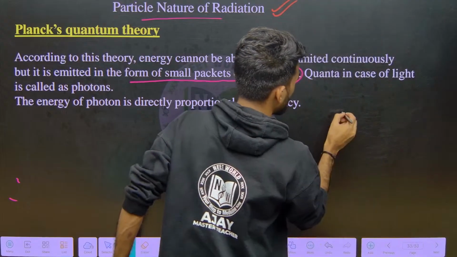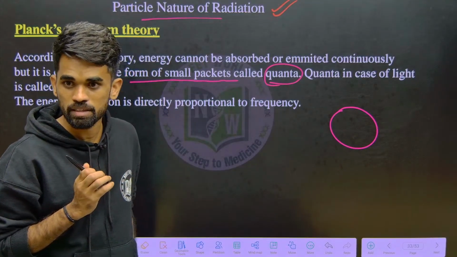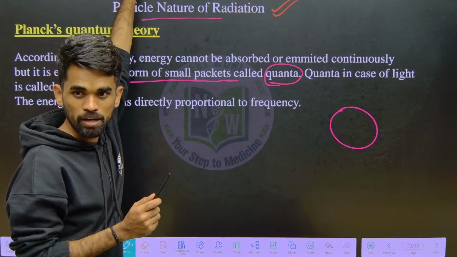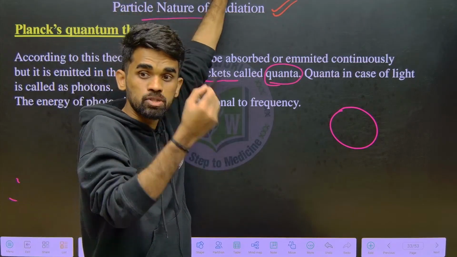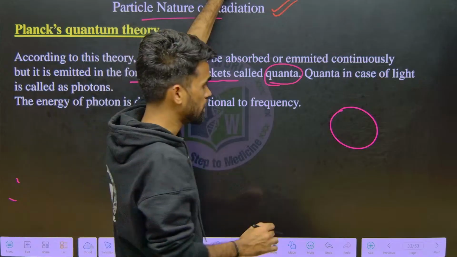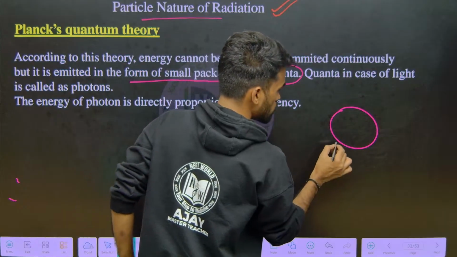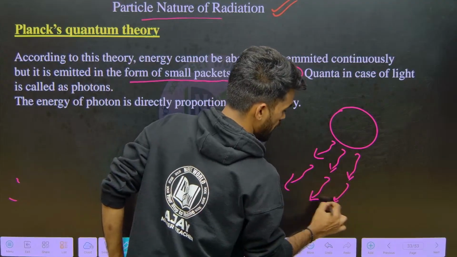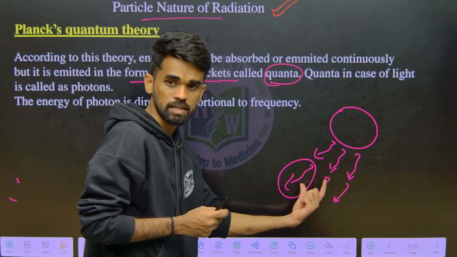For example, I have a source which is emitting energy. You know, a black body, something like this. Have you heard of that? What is it? It is an ideal body, assume it is a body which is able to absorb or emit all types of radiation at all frequencies and temperatures. So this is a source which is emitting radiation. These emissions will be observed in a discontinuous manner like this, in the form of small packets. Consider this as one packet, another packet, like that.